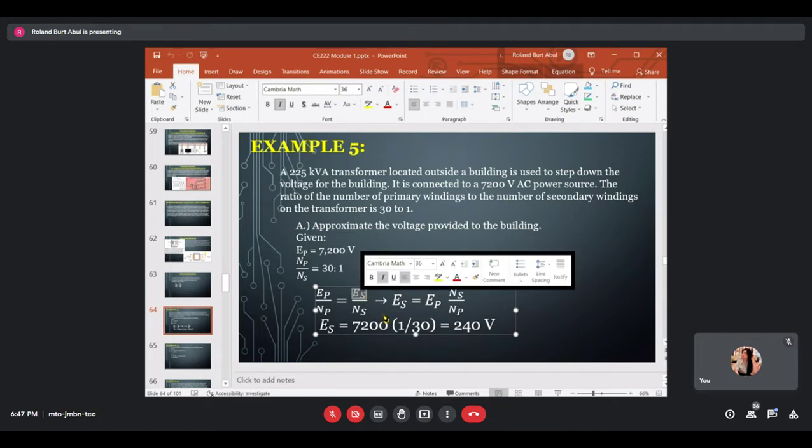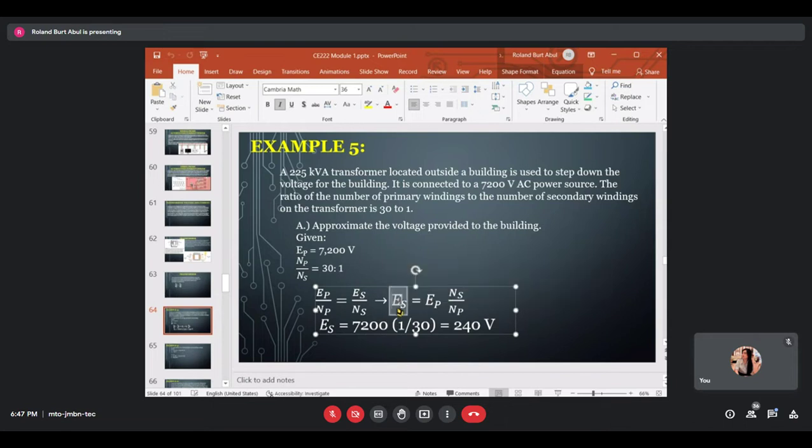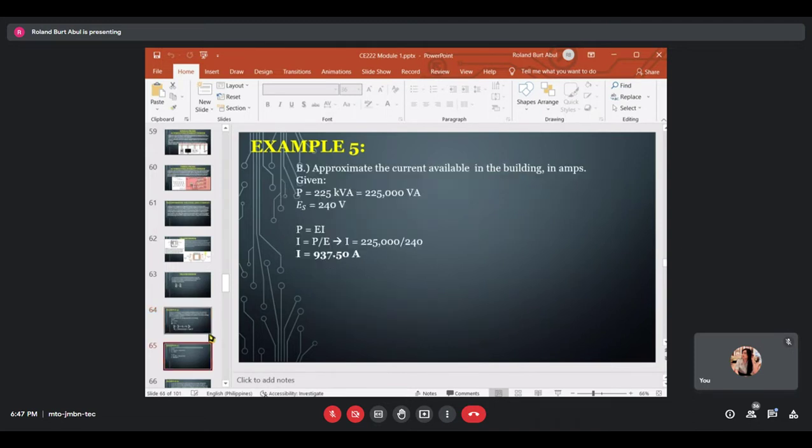So since given man ta primary voltage and transformer ratio, so based sa formula, ang wala nato is ang secondary voltage, which is mao atong gipangita. Arrange lang ang formula. So substitute lang nato ang values diretso. So natay 7,200 times 1 over 30. So ang voltage provided to the building is 240 volts. Nakuha ba nato?